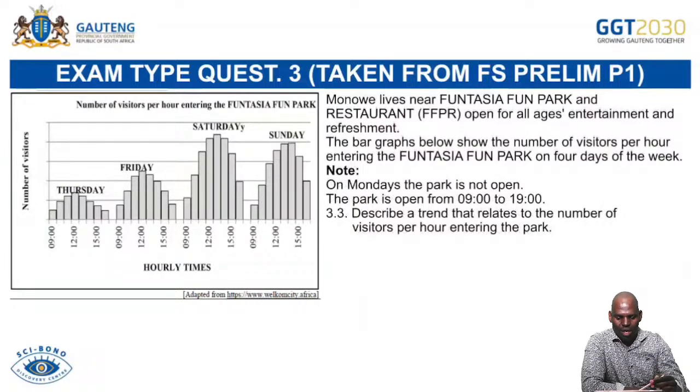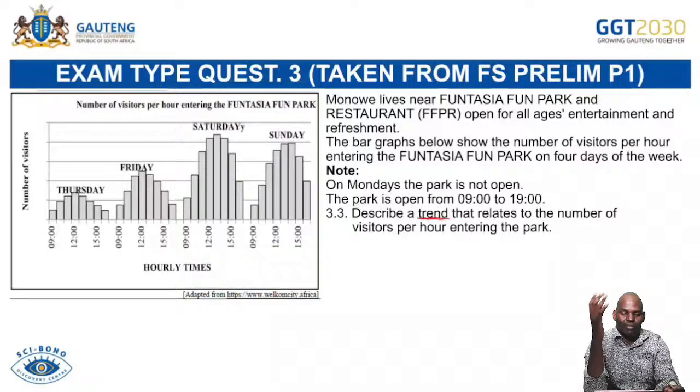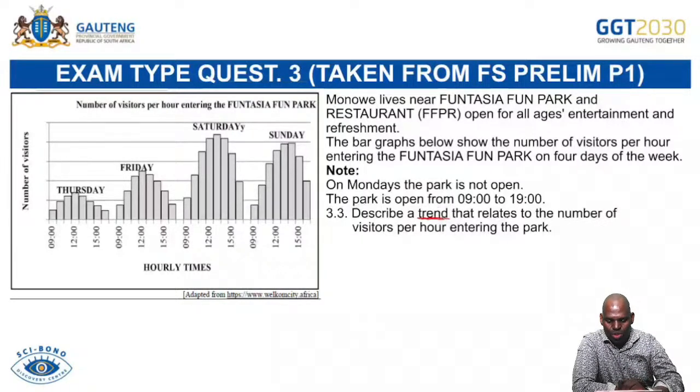Right, and then number 3.3, they say describe a trend. Yes, that way that I spoke about. Trend means you need to explain if this is increasing or decreasing or is the same. Describe a trend that relates to the number of visitors per hour entering the park. If we look at each day, for Thursday, the number is increasing up until 12 o'clock. And then just after 12, the number is decreasing.